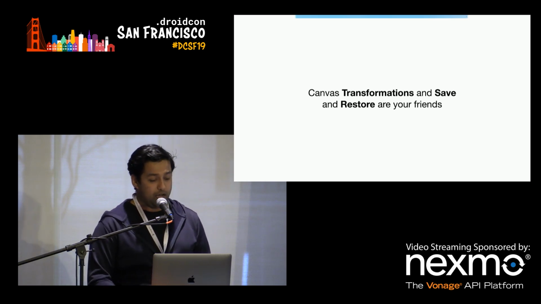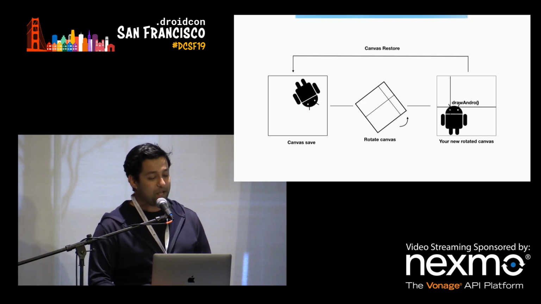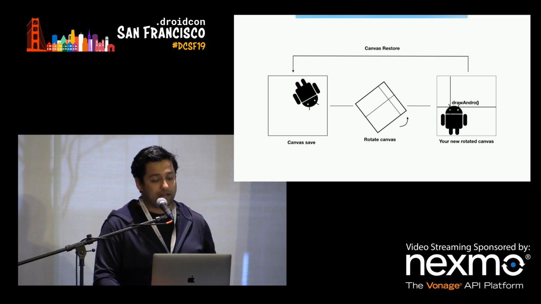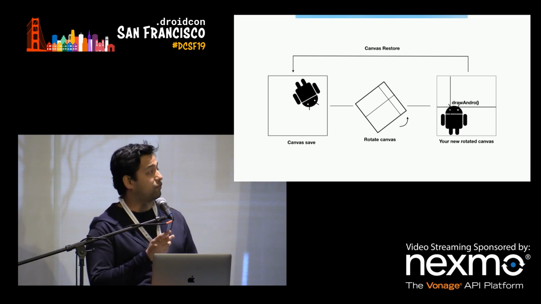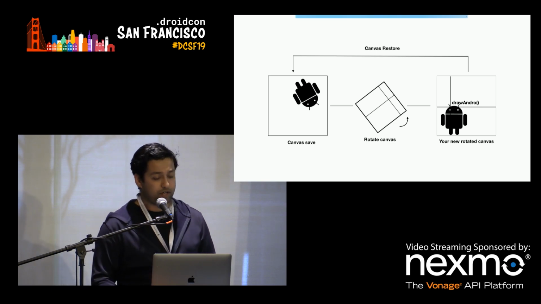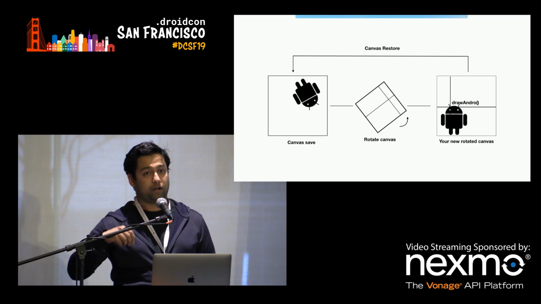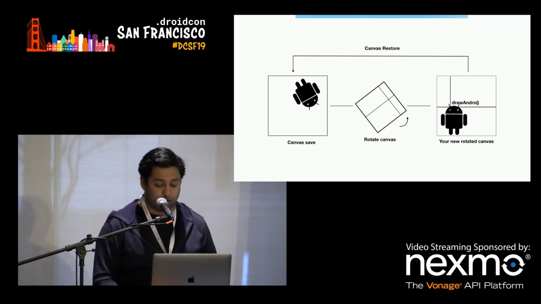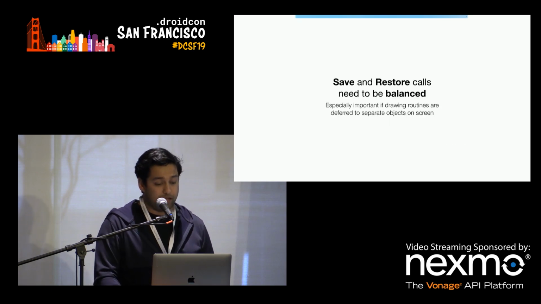For those who are new, I don't know how many of you are new to Canvas, but just a quick refresher: if you want to draw a shape in a different orientation or a different configuration, the easiest way is to rotate the canvas itself, do your drawing logic in an upright fashion, and then rotate the canvas back. So canvas rotation and save and restore really helped us.